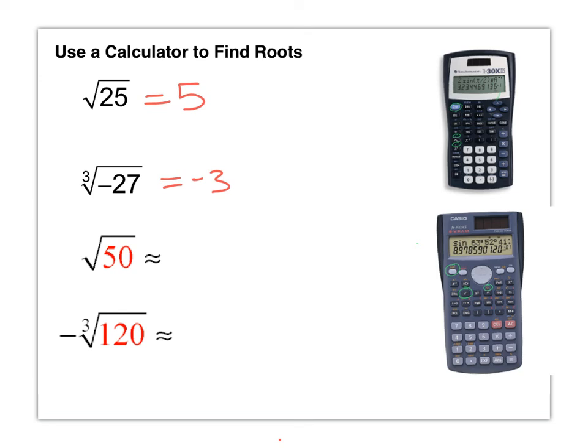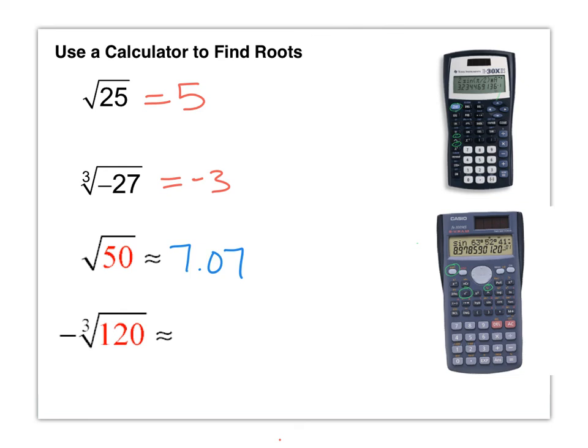Because there are some radicals that don't come out as nice whole numbers, and you want to be able to at least get a decimal approximation. And that's what you're going to do for the last two. The square root of 50: there's not a single number that if you square it gives you 50, so you will get a decimal value here on your calculator. So enter the square root button followed by 50 and equals, and if you round it, you get approximately 7.07.